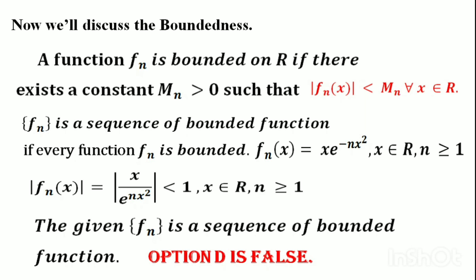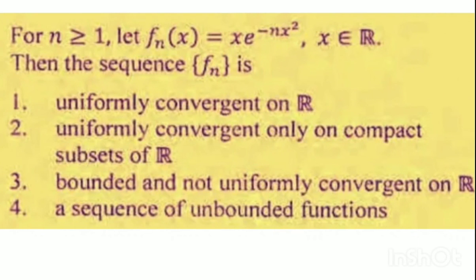Once again I will show you the question. Uniformly convergent we have proved. Uniformly convergent only on compact subsets of R need not be, because it is uniformly convergent on entire R. Bounded and not uniformly convergent is also false. It is bounded as well as uniformly convergent on R. A sequence of unbounded functions is also false because it is a bounded function. So answer 1 is correct.